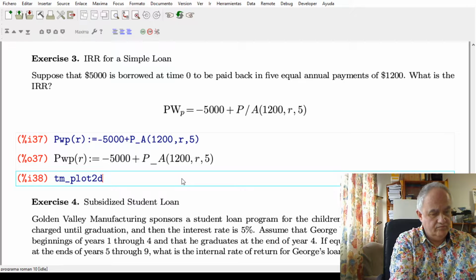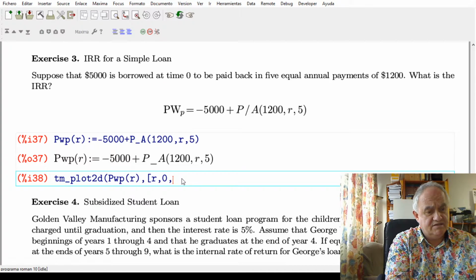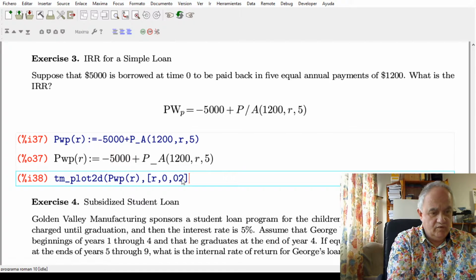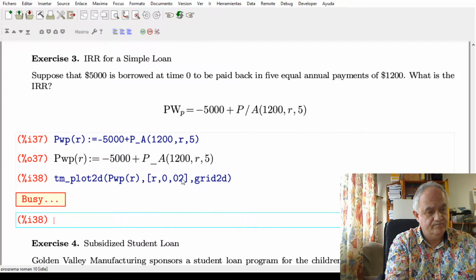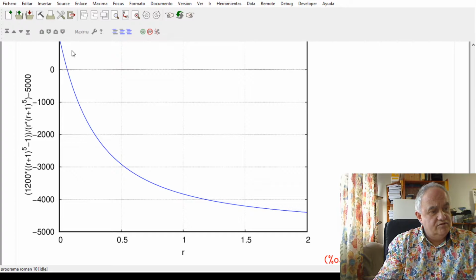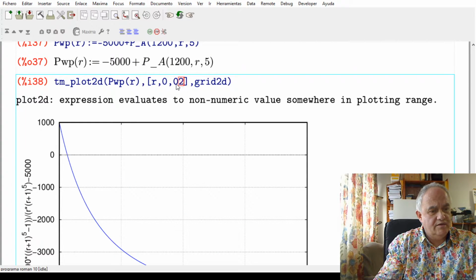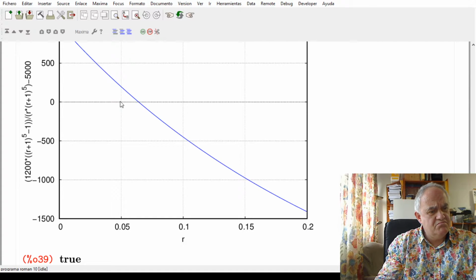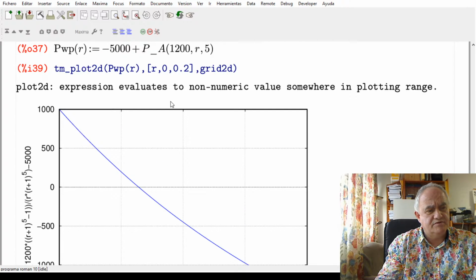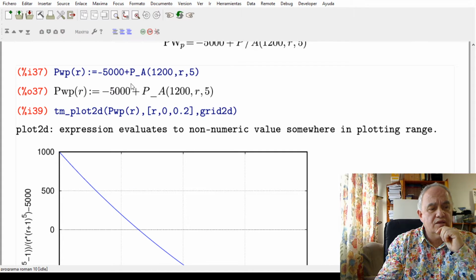Plot 2D of PW(R), plus R. I'm sorry, this is in brackets. So let's presume 0.20. That's good enough. I always like to introduce the grid. And we get the plot. So look, we overestimate, this is 200, so I should say 0.20. Okay, now that's better. Something between 5, this is probably around 6%. This is the rate of interest that balances these two components of the cash flow and makes this equal.